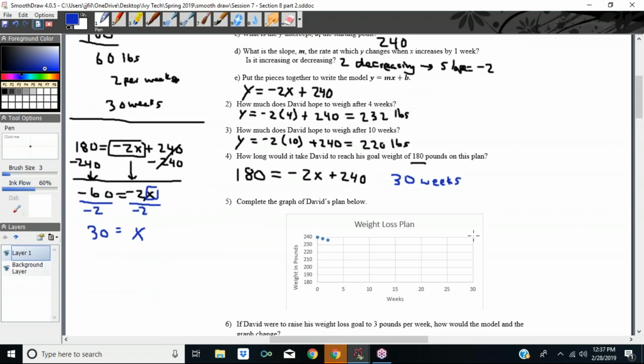Now it says complete David's graph. So he would be, let's see, 30 weeks, he'd be 180 pounds, so that's down here, right? 30 weeks, 180 pounds. And so his graph would look like this, right? Nice straight line, basically. Mine's not that great, but a nice straight line. So there's my straight line. That's what his graph would look like for his weight loss plan.